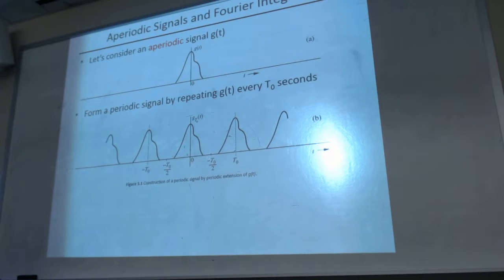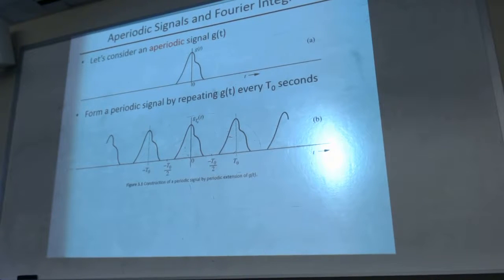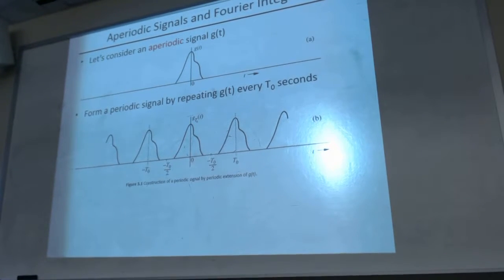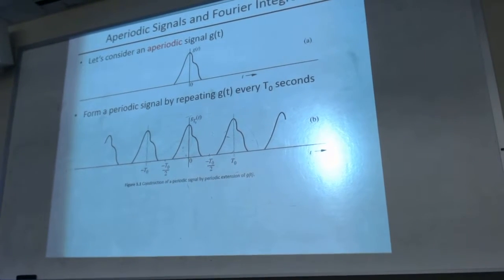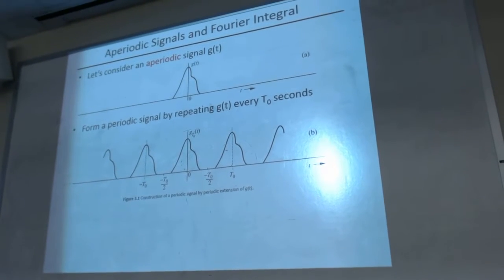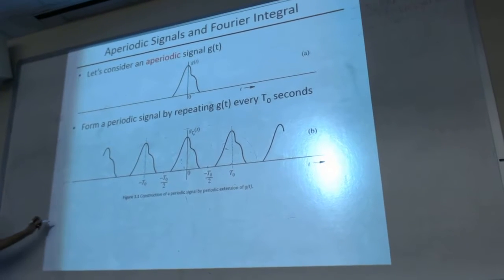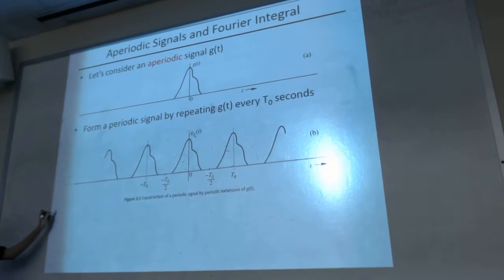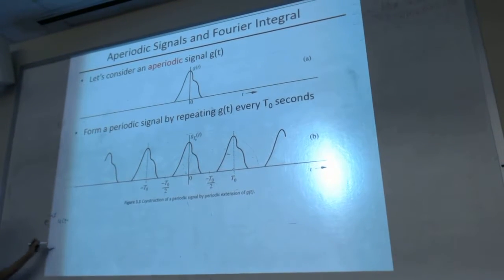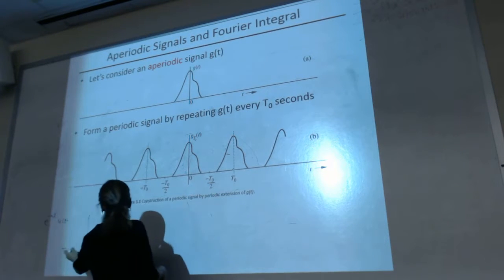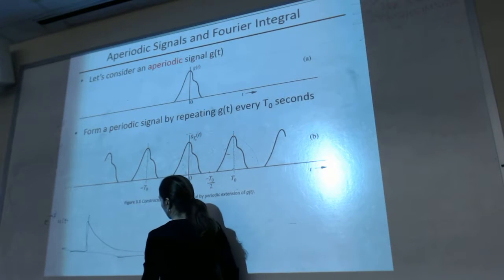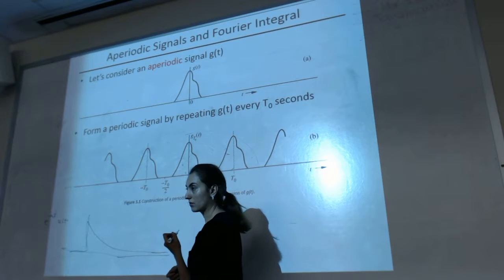Question: does the signal have to be finite to do this? For the Fourier series or Fourier transform? Or the signal has to be finite? No, no. For example, e to the power of minus at is not finite, right? Whatever, and you can take the Fourier transform.